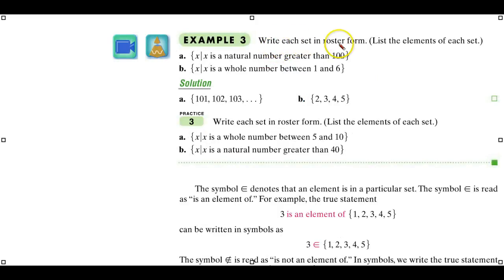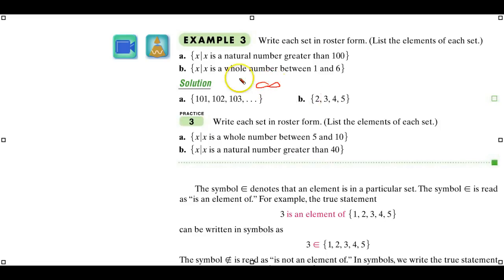Write each set in roster form. List the elements of each set. x is such that x is a natural number greater than 100. So you put your brace, greater than 100, 100 is not included, so you start with 101, comma, 102, comma, 103, comma, and then you can just use dots, your ellipsis, to indicate that the pattern continues. Now you could have put 104, but once the pattern is set up, the ellipsis indicates it continues, and it would continue in this direction to positive infinity.